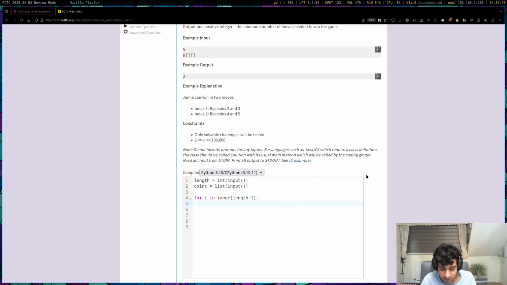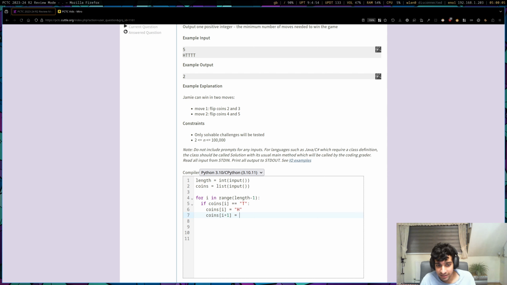Okay, now let's check if we are on a tails. So if coins I is equal to a tails, then we want to flip stuff. And if it's not a tails, then we just don't do anything. And what we want to flip, we want to flip I itself to be equal to H. And we also want to flip I plus 1, so the next coin. But we don't know what the next coin is. It could either be heads or it could be tails. And what it is will influence what we flip it to.